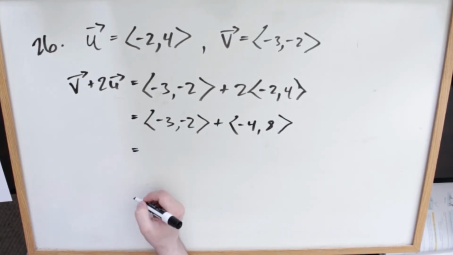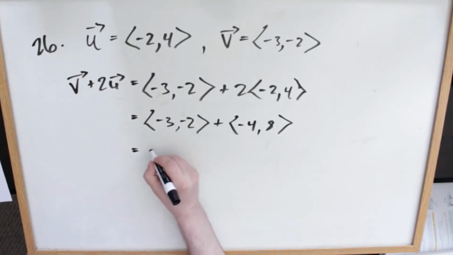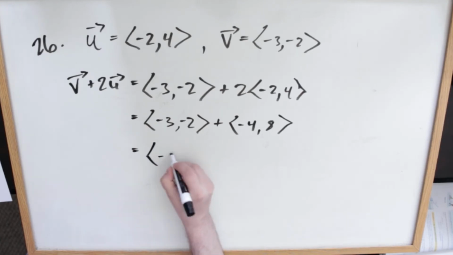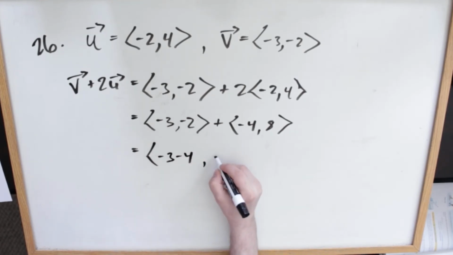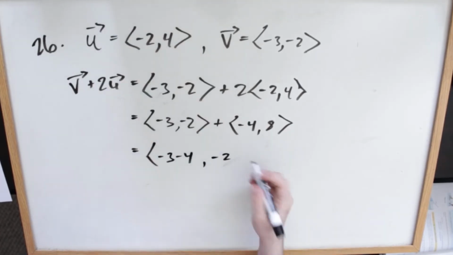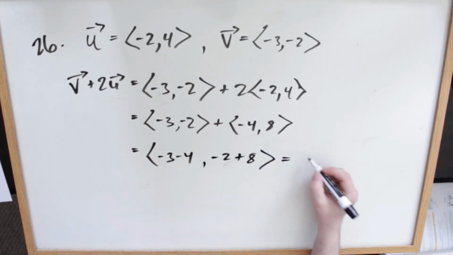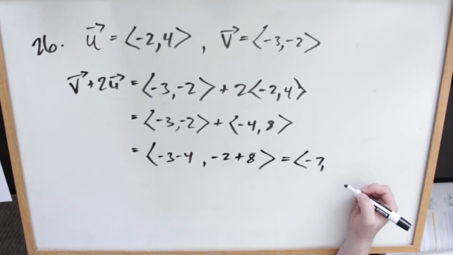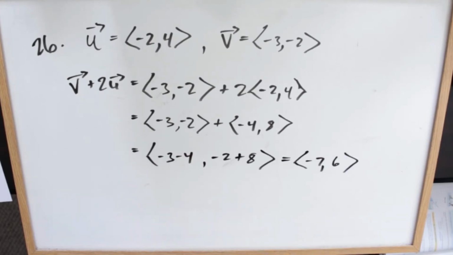This is equal to, at this point now, we take the individual pieces and add them up. So we'll have minus 3 minus 4. And the second piece will be minus 2 plus 8. Plus 8. So this is all going to work out to be a minus 7. What is this? Minus, or positive 6. Okay, so that's our vector. And now, or our resultant vector, I guess is what you can call it.